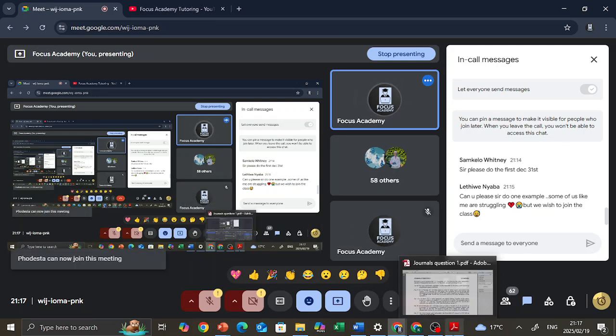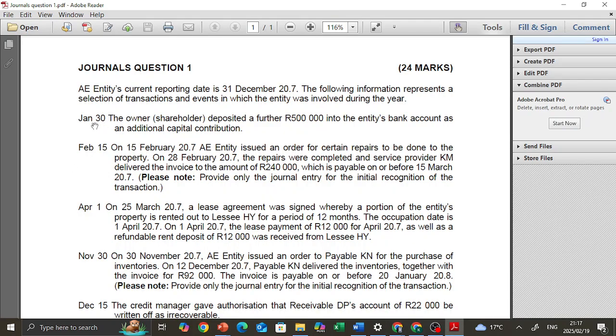So let's read the question, the one I'm going to attempt. Jan 30, okay? AE, let's start here. AE entity's current reporting date is 31 December 2007. Reporting date is essentially the last day of the reporting period in which the financial reports, from general purpose financial reporting, which are usually your journals, your ledger, your statements, should be ready on the 31st of December.